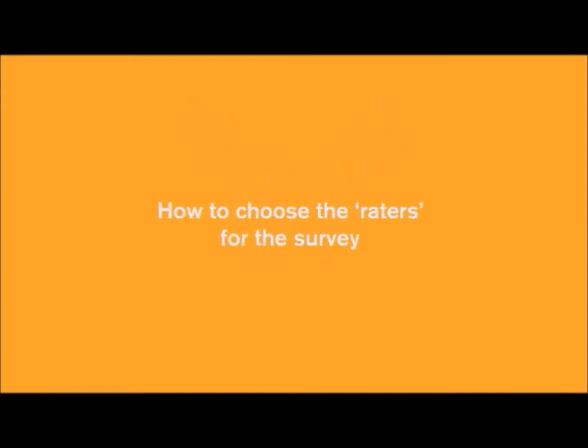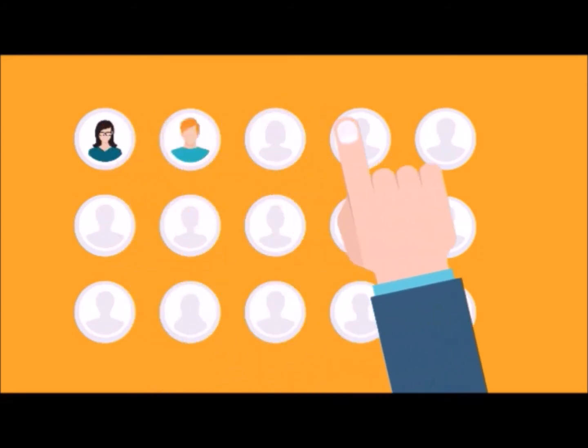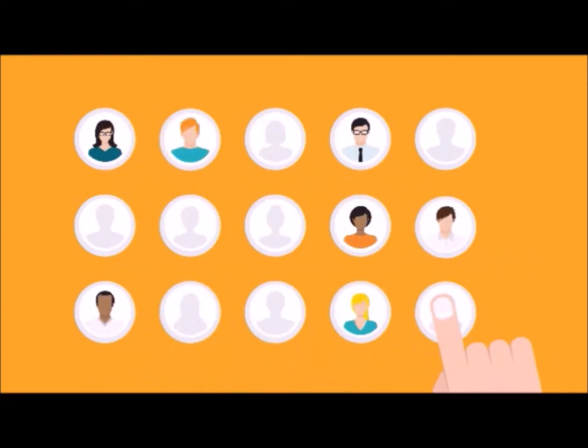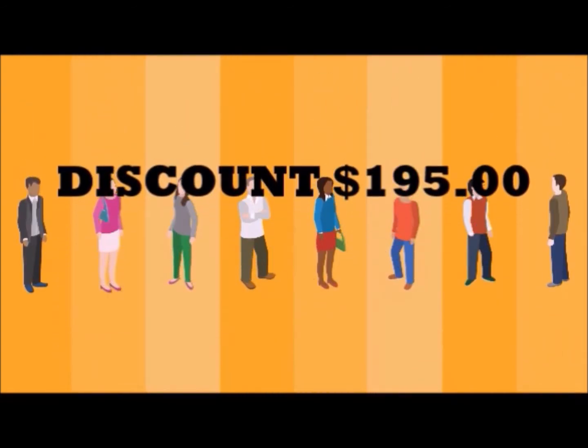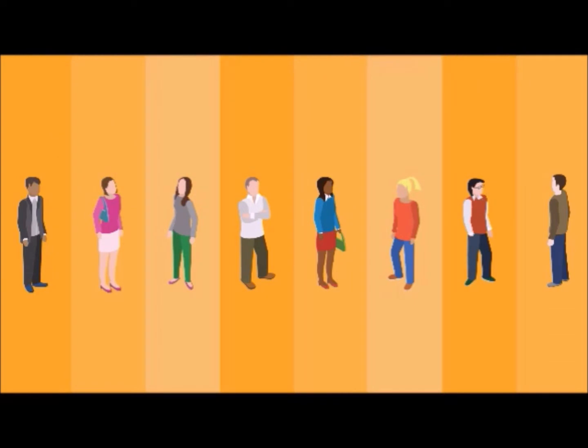How to choose the raters for the survey? The focus of the 360 should select their own raters. It is best to choose people they interact with regularly, as they will be best placed to provide meaningful information. They should pick a broad range of people that they interact with for different reasons. At least 6 to 8 raters will help get the most well-rounded views of how the focus is perceived.